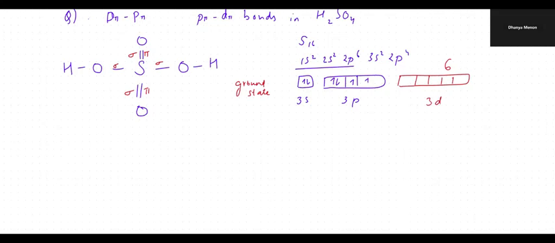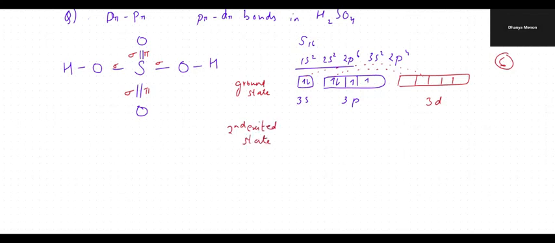So how many unpaired electrons do we need? 6 of them, right? So what can be done? One electron from this 3p jumps to 3d, but that's not enough. There should be one more electron moving from 3s to 3d to get 6 unpaired electrons, because sulfur needs to form 6 bonds with the oxygen atoms, right? Because 2 electrons have moved, it is the second excited state.